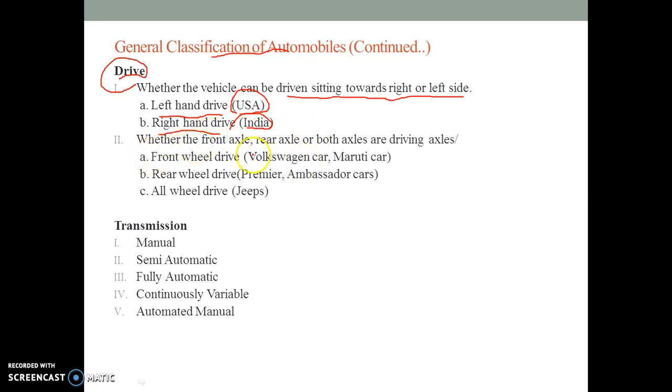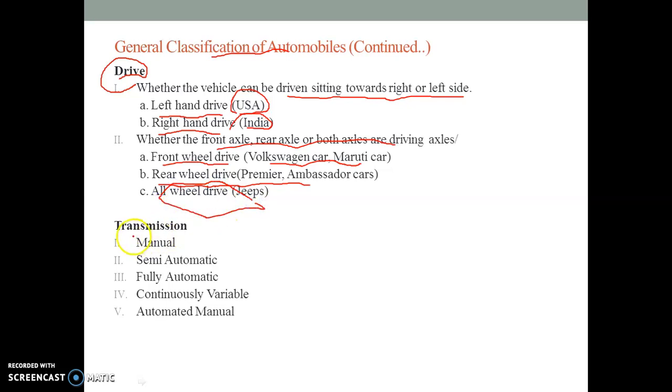And then, whether the front axle, rear axle, or both axles are driving axles. Accordingly, we can classify: there are front wheel drive, examples are the Volkswagen car and Maruti car; rear wheel drive, like in Premier and Ambassador cars; and Jeeps are those which are all wheel drive.